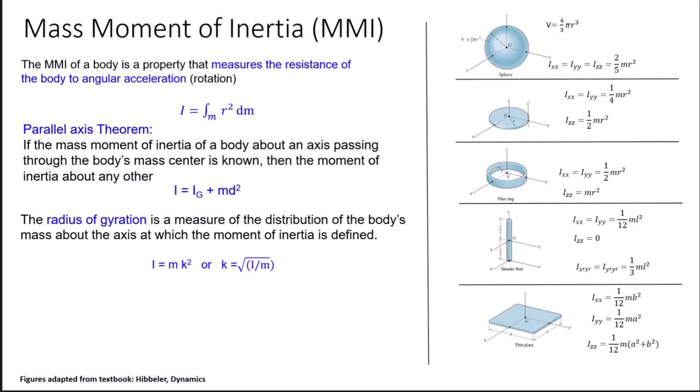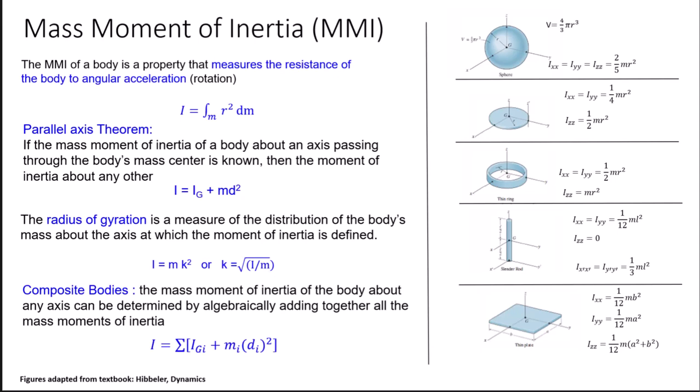An important concept is the radius of gyration, which is a measure of the distribution of the body's mass about the axis at which the moment of inertia is defined. So this point will be the same as this one, for example, with m the total mass of the body and k representing that radius of gyration, defined as the square root of the mass moment of inertia divided by the mass. And finally, for composite bodies, we calculate the mass moment of inertia by adding the mass moments of inertia of each independent body. It has to be, of course, at the same point.